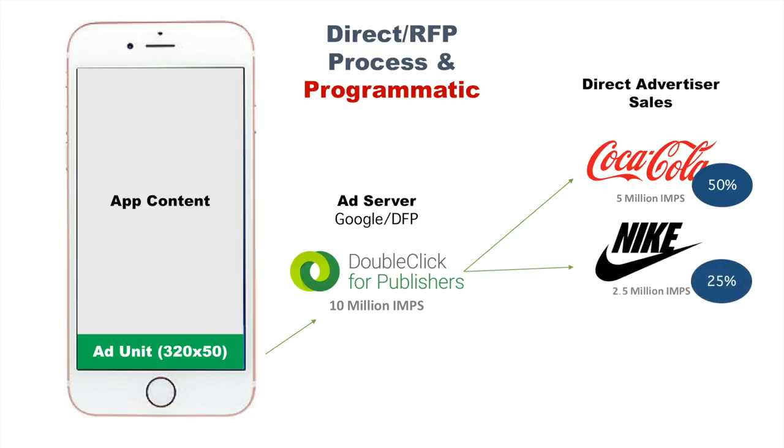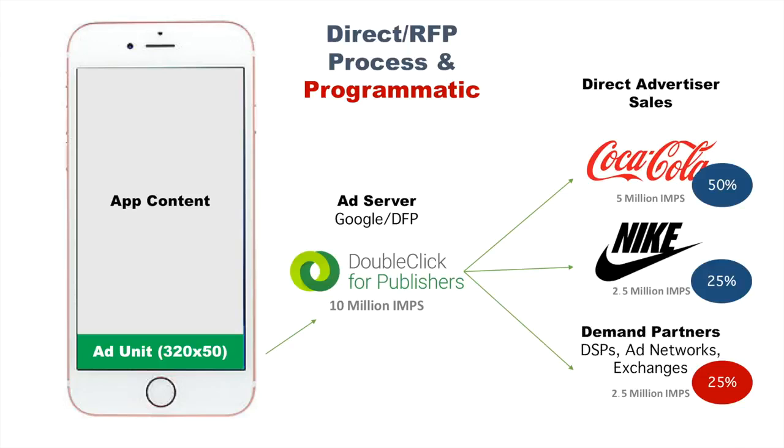And Nike might buy 25% of that. And then you might have 25% of your ads unsold. And at that point, you bring in your programmatic partners who, as we discussed, have demand in advertisers on the back end to fill that remaining 25%. So at the end of the month, if you have 10 million impressions available, you sell all 10 million of them, or as close to 100% fill as you possibly can.